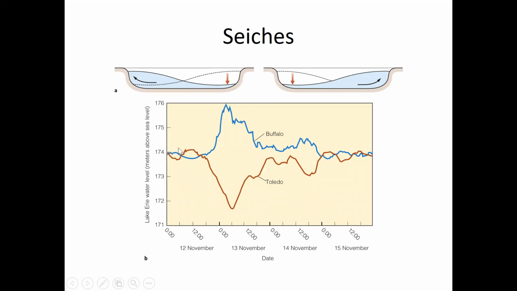And so here we can see the water level record. The blue line is in Buffalo, New York, at one end of Lake Erie. So Lake Erie is positioned.